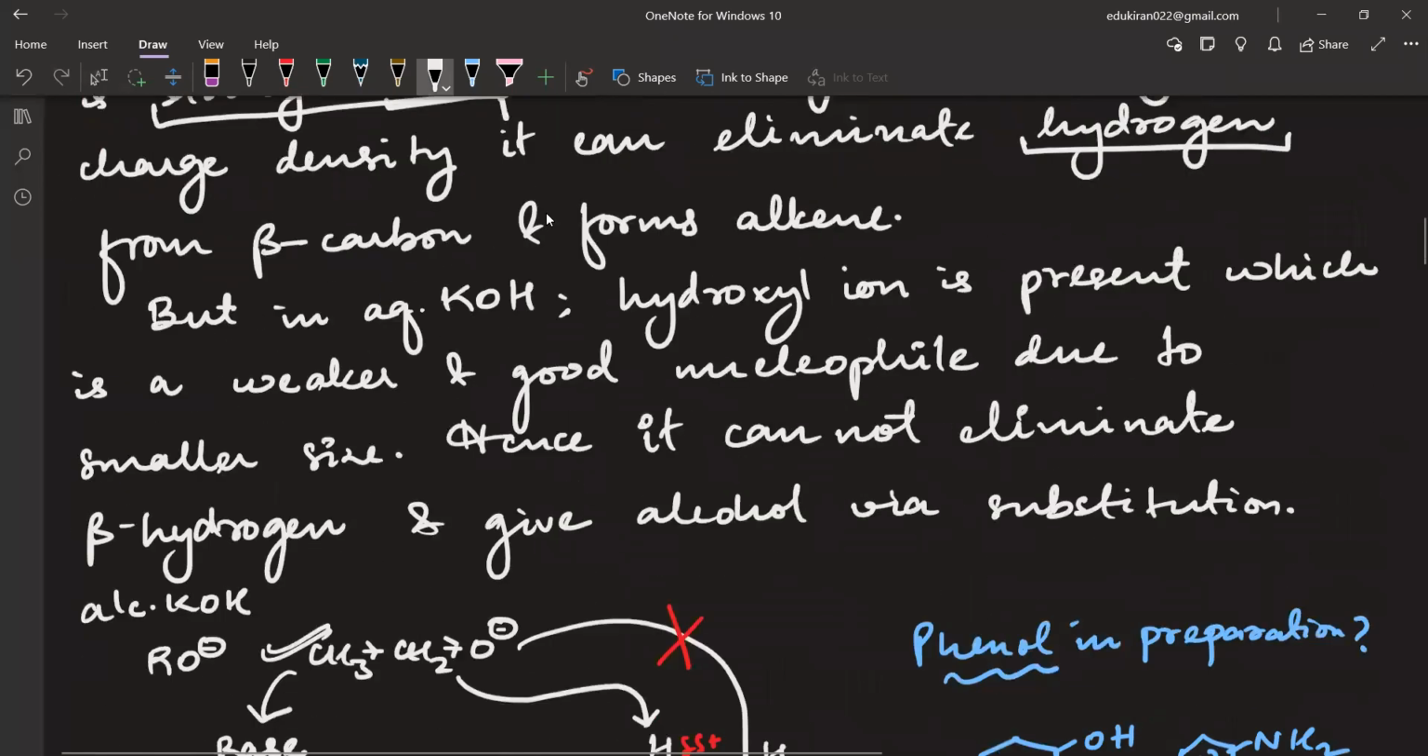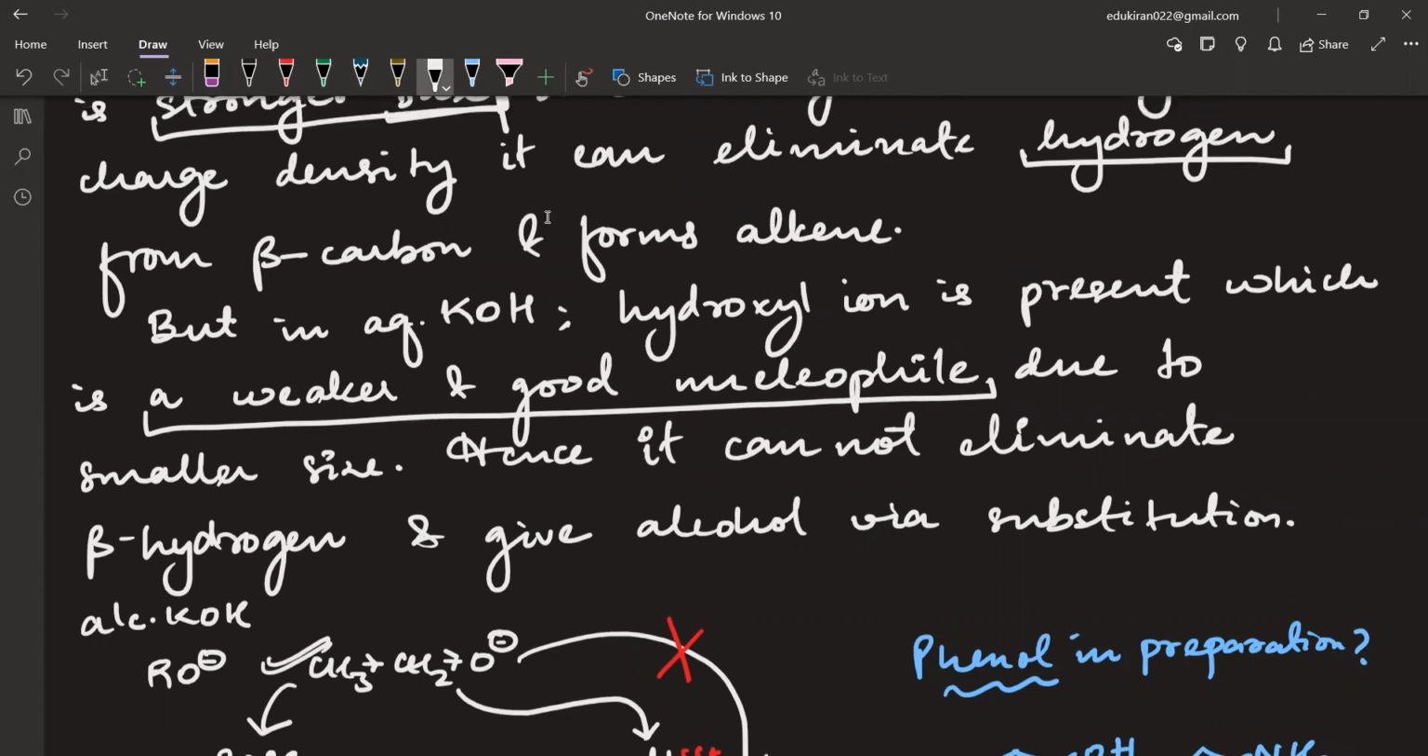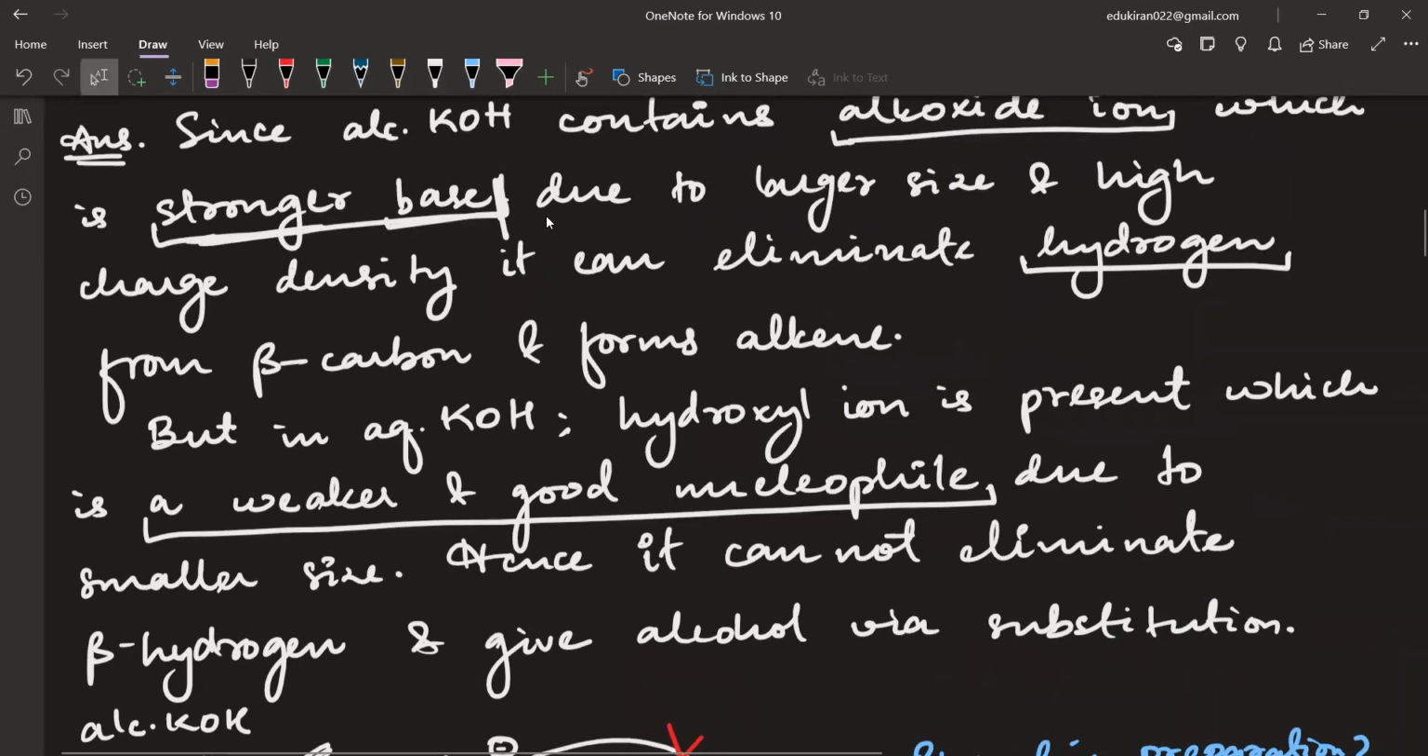But in aqueous KOH, hydroxyl ion is present, which is a weaker base and a good nucleophile due to smaller size. That you don't have to write. Being a good nucleophile, it will attack the carbon atom, not the H plus, because that is the function of a base, not a nucleophile. So these are the 2 main differences. Alcoholic KOH is a base. Aqueous KOH is a nucleophile. That is the main difference.